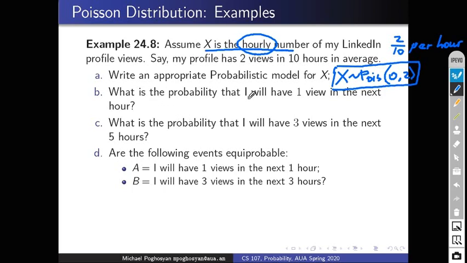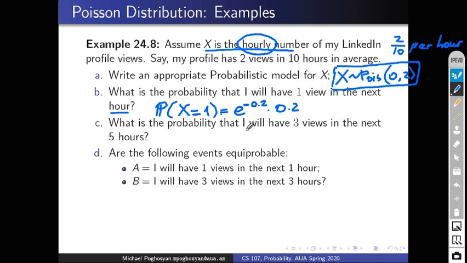Okay, what is the probability that I will have 1 view in the next hour? So we need to calculate with the hourly rate. What is the probability that x is 1? And the probability is e to the minus lambda, e to the minus 0.2 times lambda to the 1 over 1 factorial, so I will have just 0.2.